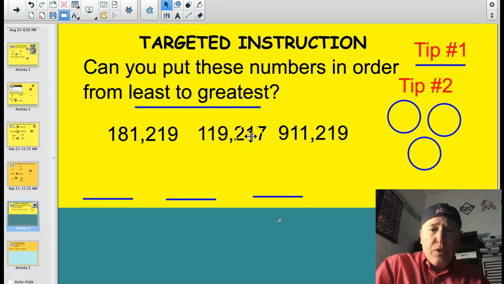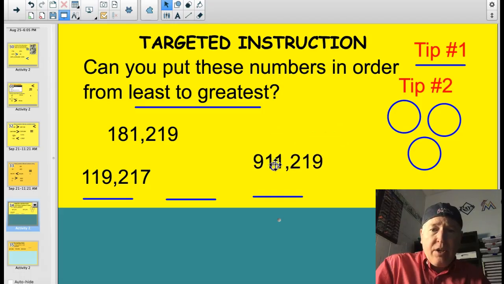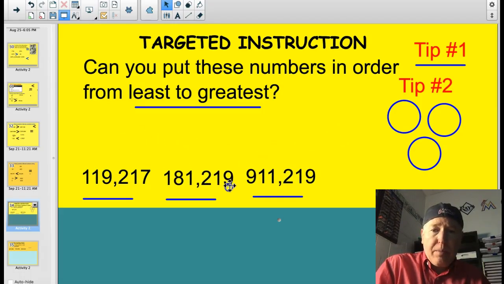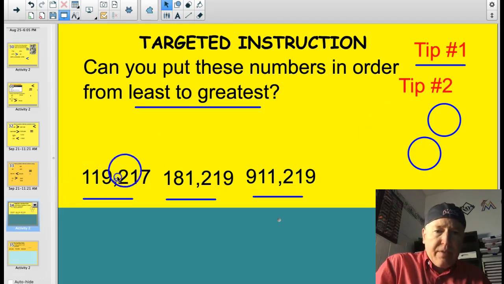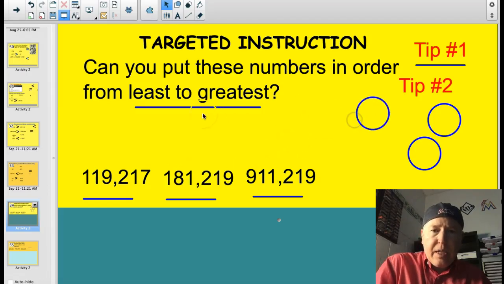So looking at those first numbers here, we have 119,000, we have 911,000, and 181,000. So I think I have them in the right order, but let me just check. Grab my circle here. 119,217, 181,911. Least to greatest, least to greatest.